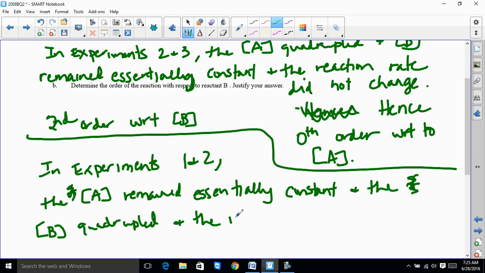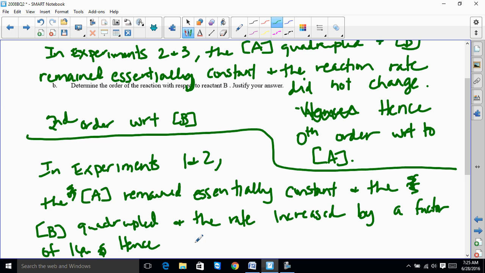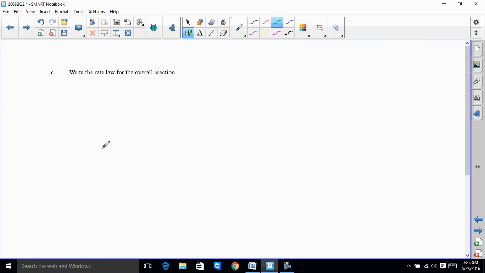and the rate increased by a factor of 16. Hence, second order with respect to B. Just give them something so that they know that you know what you're talking about and you didn't just guess. And so this is what we know so far.